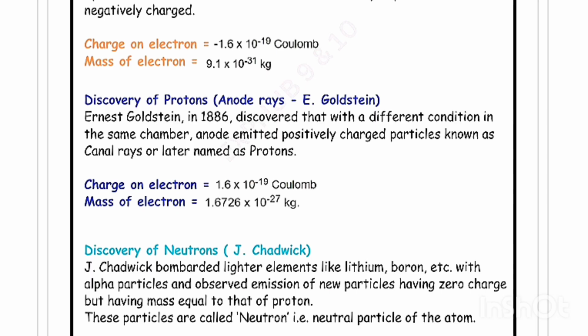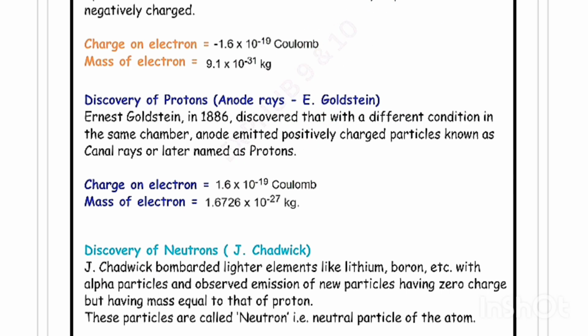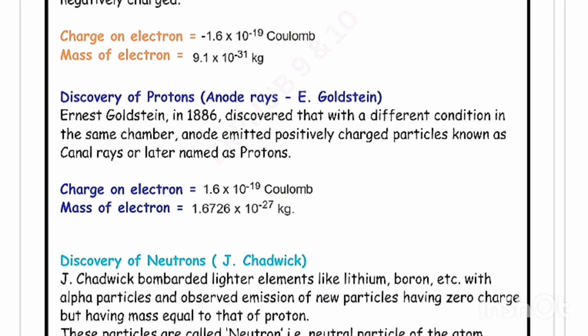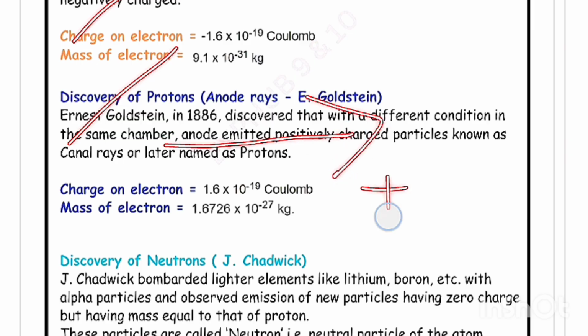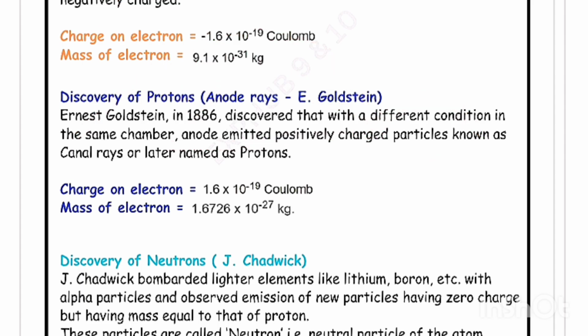Protons are nothing but positively charged particles. It's very easy to understand. P stands for positive, and you can easily remember this. Now coming to Goldstein's experiment. He discovered that under different conditions in the same chamber, the anode emitted positively charged particles known as canal rays. Similarly, in the same experiment he came to know there is a presence of positively charged particles. He determined them to be protons. Now you're clear about the concept.